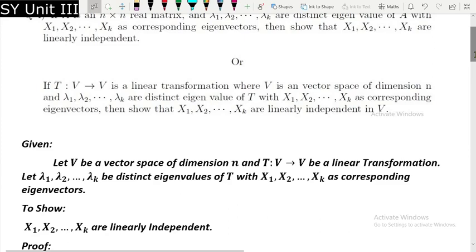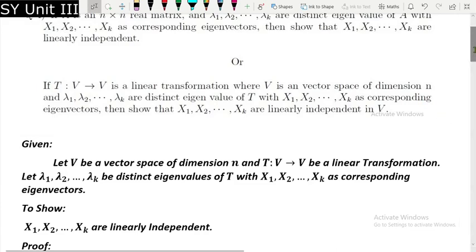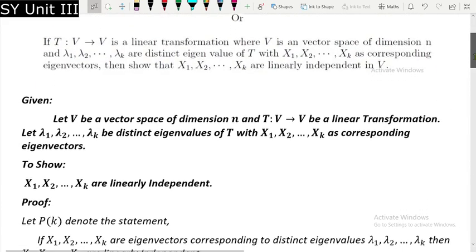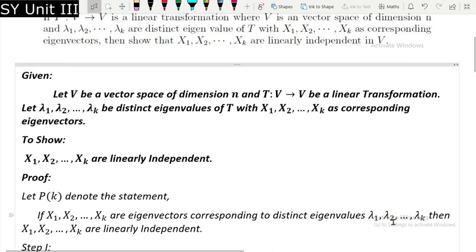So my statement will be: if x1, x2 up to xk are eigenvectors corresponding to distinct eigenvalues lambda 1, lambda 2 up to lambda k, then these vectors x1, x2 up to xk are linearly independent. So this is my P of k statement. If these are the vectors corresponding to, and this word is important, the distinct eigenvalues lambda 1, lambda 2 up to lambda k, then we have to show that these vectors are linearly independent.